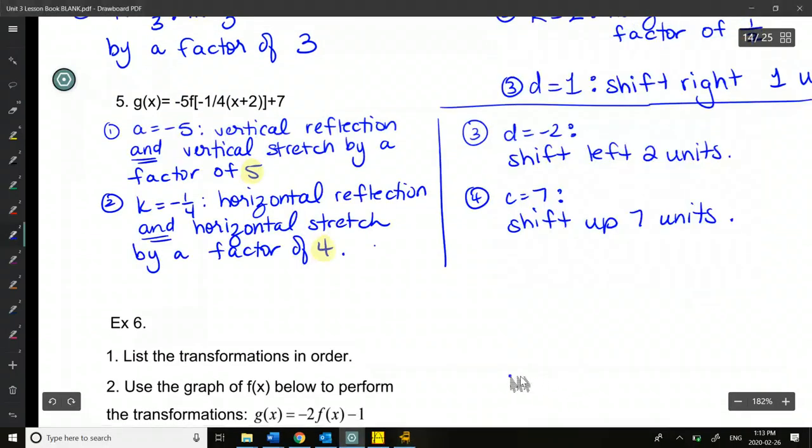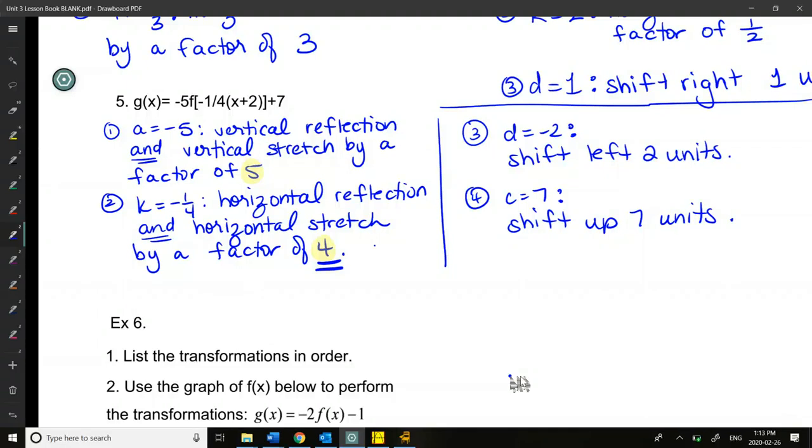Okay, so here are our solutions here. We went over A and K, so the negative part is the reflection part. The number part is the vertical stretch or compression, or horizontal stretch or compression. We also want to make sure we use the reciprocal of the K value here when we state the stretch factor. D, you should have written as -2. Remember, we want to change the sign in the equation there. So make sure that you've written that as -2. That should have been a shift left 2 units. And C is +7, shifting our graph up 7 units. Okay, so that's what you should have had for your solutions there.